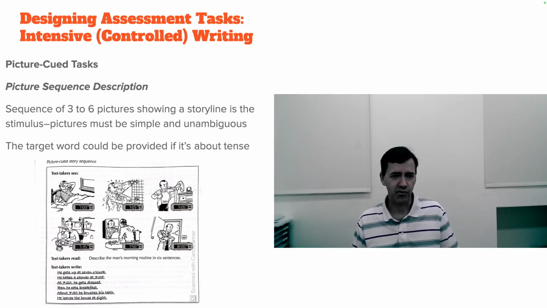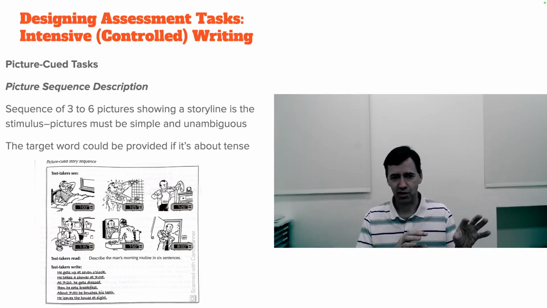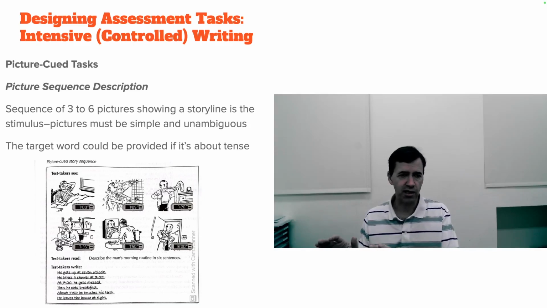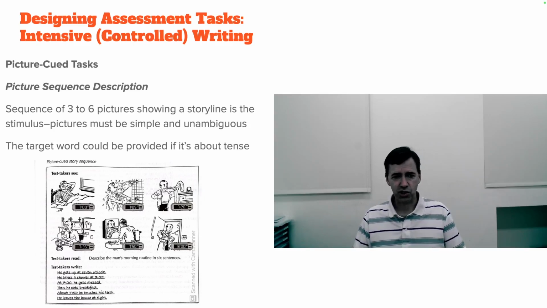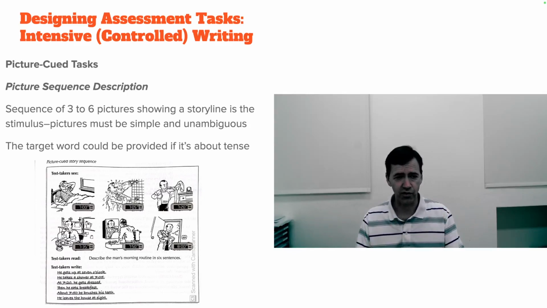Okay, you could also do picture sequence description. So you have 3 to 6 pictures. They're in a storyline, and that is the stimulus. And then the students need to make simple sentences based on the pictures. Now, if you're going to use this type, the pictures have to be simple and unambiguous. It has to be very clear what they're doing in the picture because it's making a story. Okay, and then you see the prompt below, describe the man's morning routine in 6 sentences.